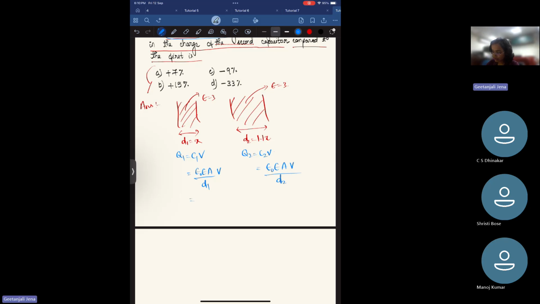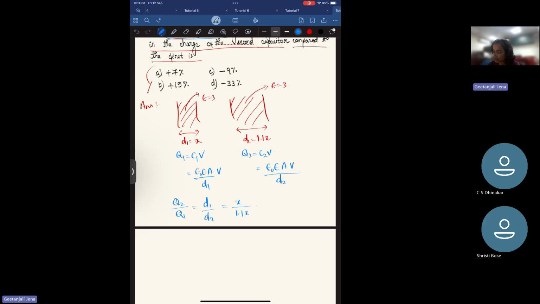So D1 is given. If you take the ratio Q1 by Q2, it will be D2 by D1. But we need to find the second with respect to the first, so let us take the ratio of Q2 over Q1. This will be D1 by D2. D1 is given as X, D2 is 1.1X, so this is 10 by 11.